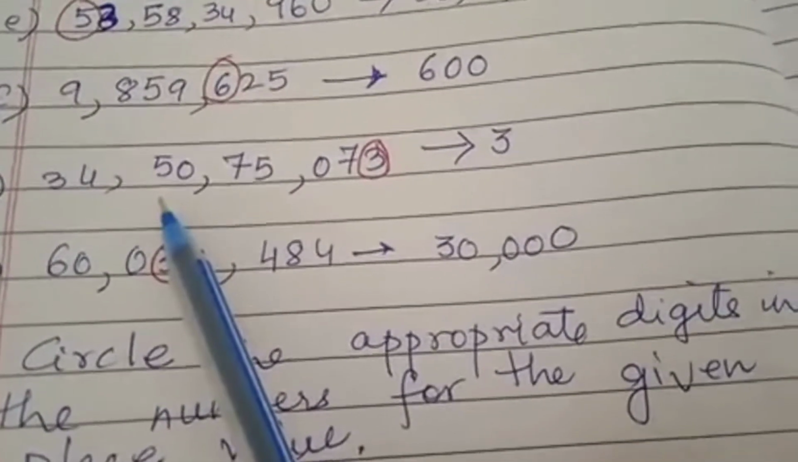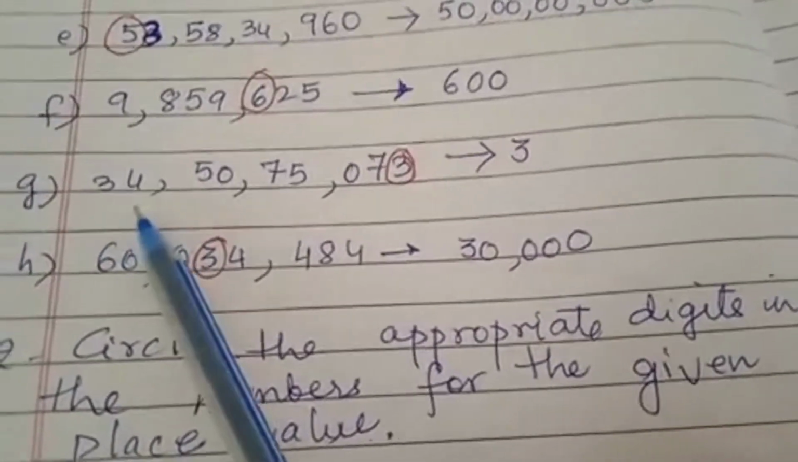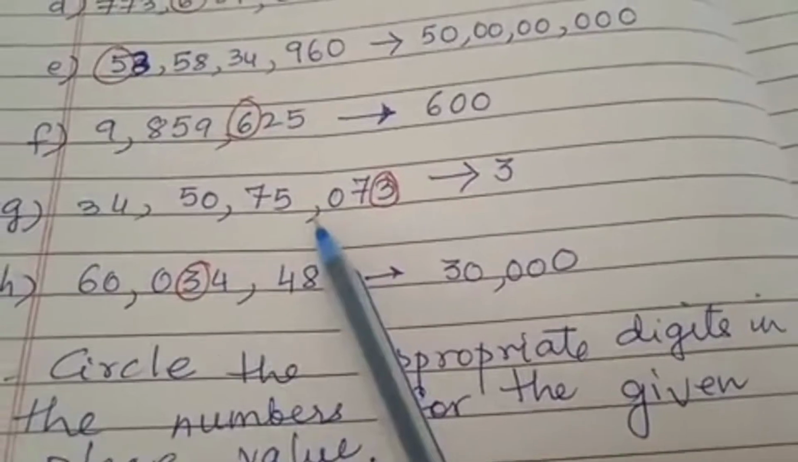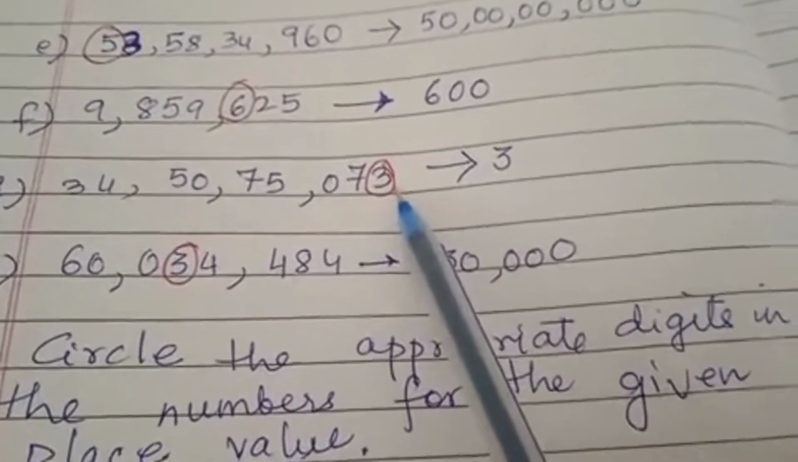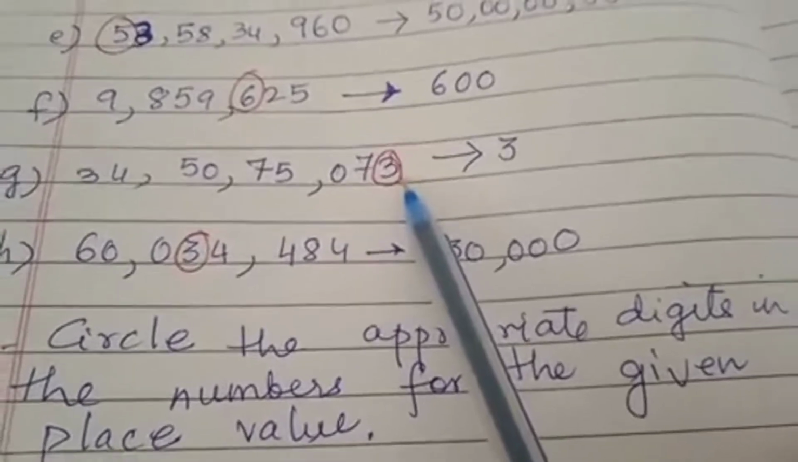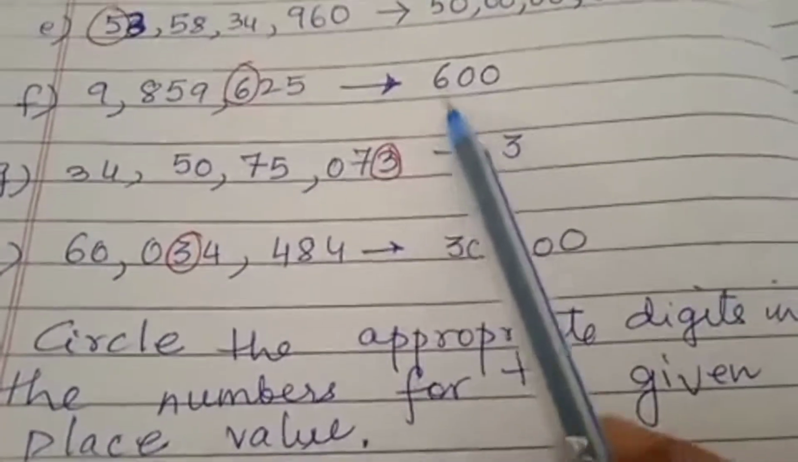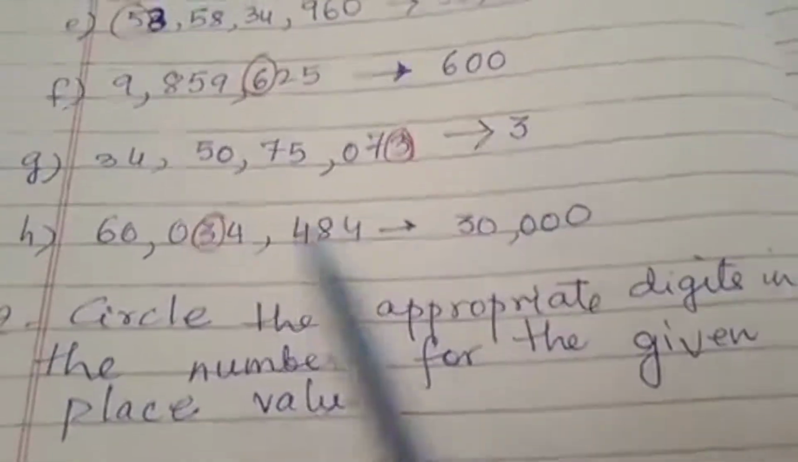Next question is number G, which is 34 crore 50 lakh 75,073. And we have to find the place value of 3, which is in the ones place. So it is 3 ones or simply 3. Like F was 600s or simply 600. So this is 3 ones or simply 3.